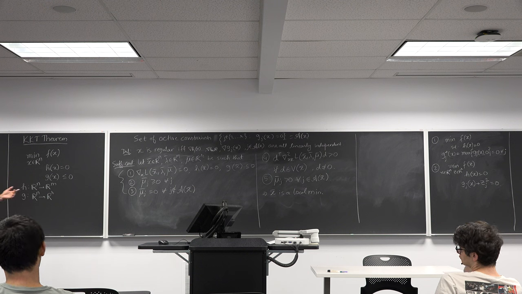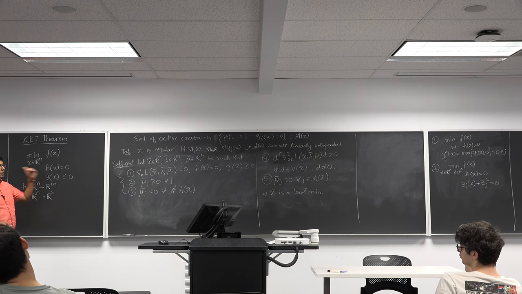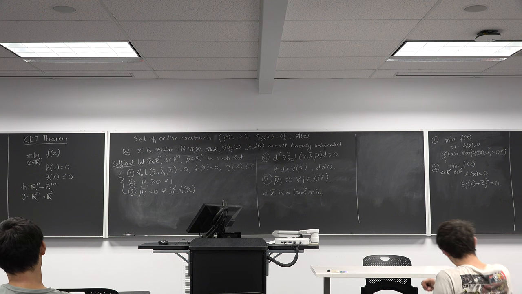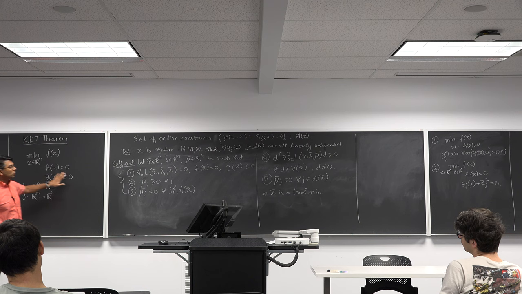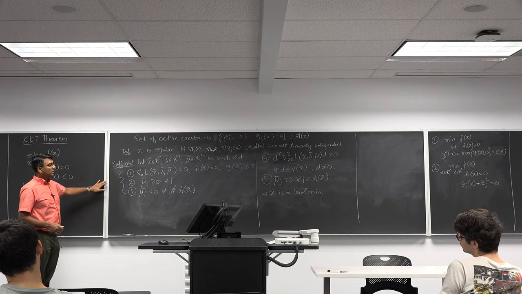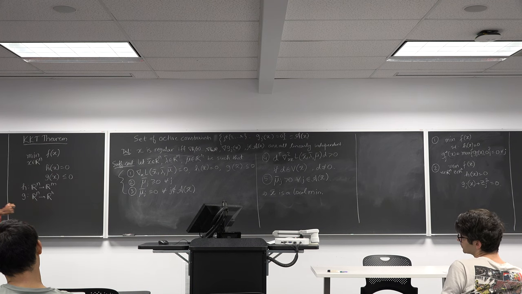In network optimization or in wireless systems, you typically have rate constraints, like you cannot send information beyond a certain rate. Those constraints also appear in the form of inequality constraints. So a lot of problems have these kinds of conditions. So what was I saying?